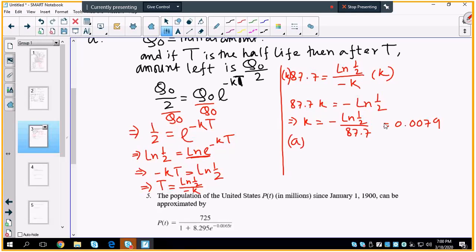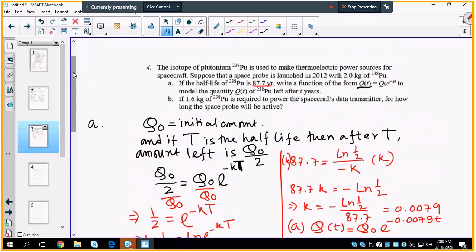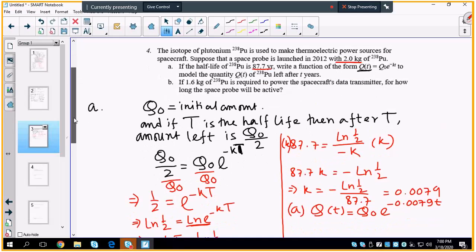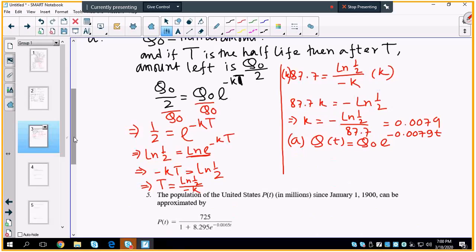So how to answer the first question? It asks you to model it. So you will say Q(t) is equal to Q naught e to the power negative 0.0079t. Now remember, this one actually told you how much is the initial amount. It was launched with 2 kilograms of plutonium-238. So I can better this. I can say that Q naught is the initial amount, which is 2, times e to the power negative 0.0079t. Answers my first question.